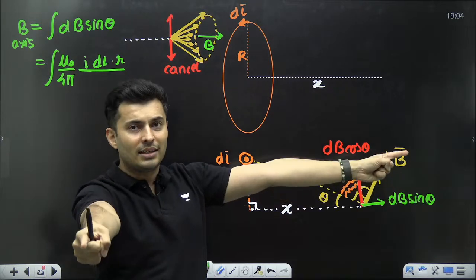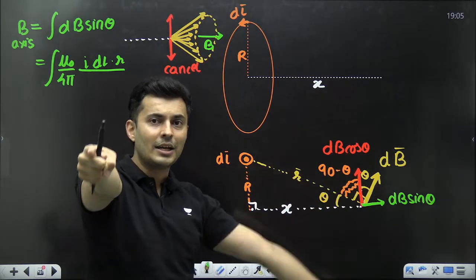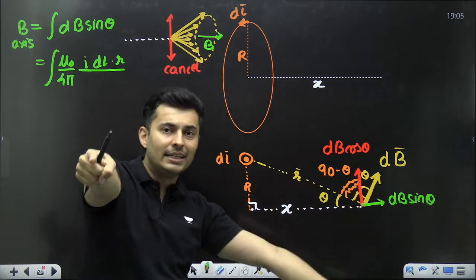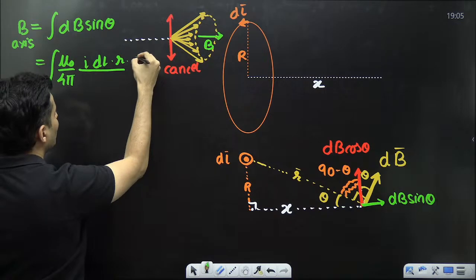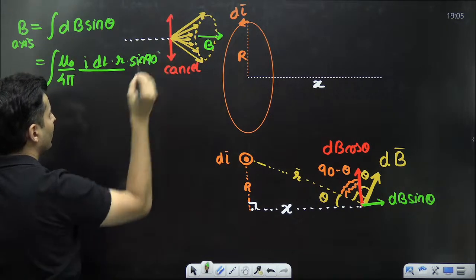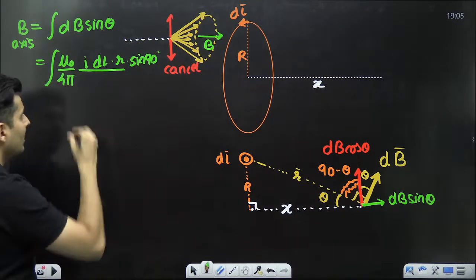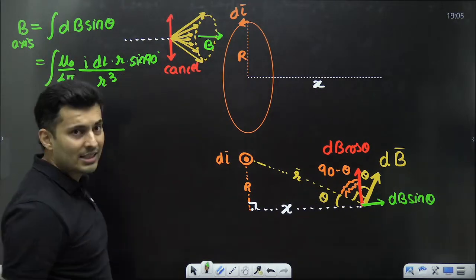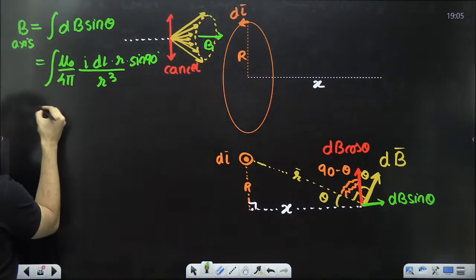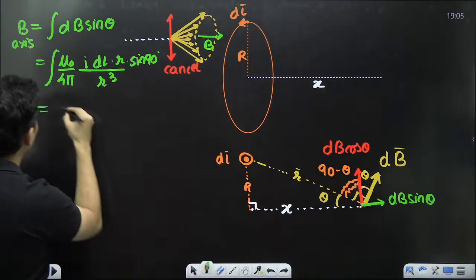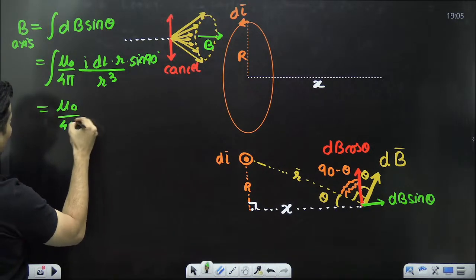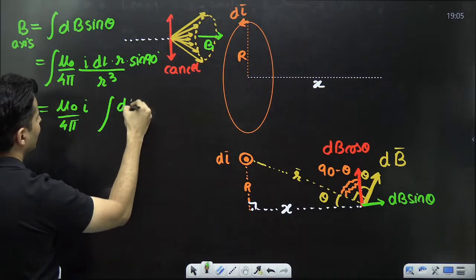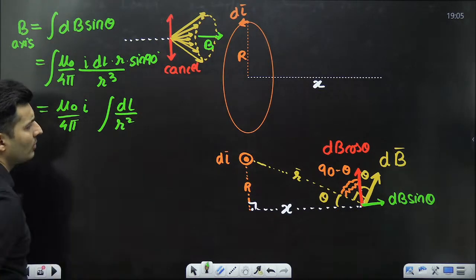The angle between them is not theta, it is 90 degrees. If you visualize it in the horizontal plane also, you will see it is 90 degrees. So actually you should put sine of 90, not theta. That is one common mistake. Divided by the distance square, that means basically r cube. One of the r gets cancelled, and then you can take mu naught by 4 pi outside, even I you can take outside. What you are left with is dl by r square.